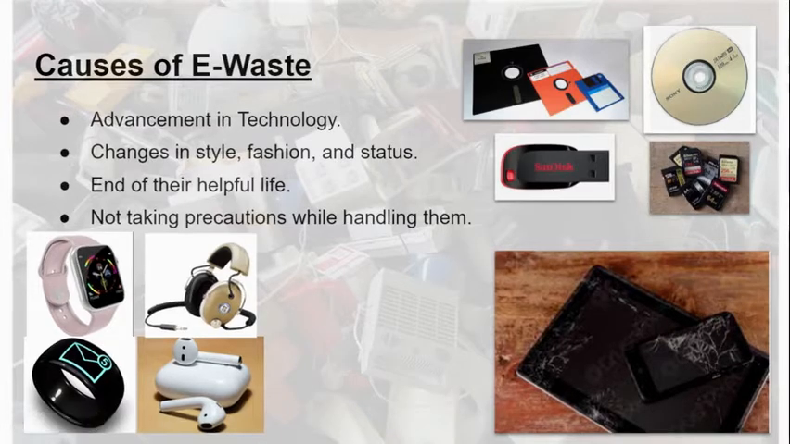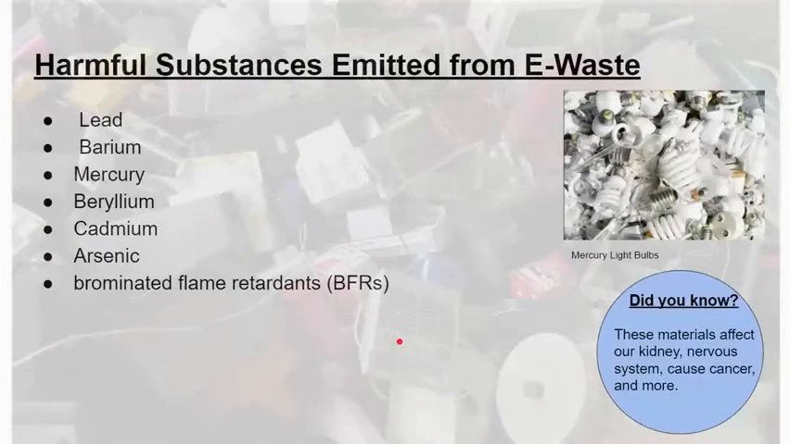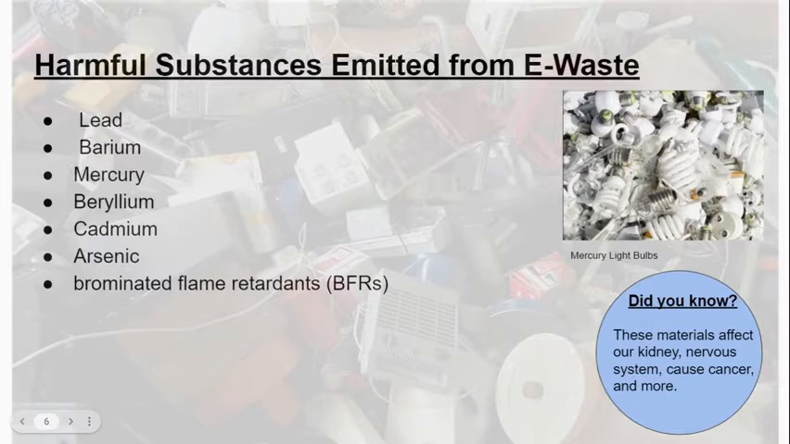So now let's look at some of the harmful substances emitted from e-waste. So we have lead. Lead is poisonous and it can cause lead poisoning. We have barium, mercury. Mercury comes from light bulbs, beryllium, cadmium, arsenic, and brominated flame retardants, also known as BFRs.